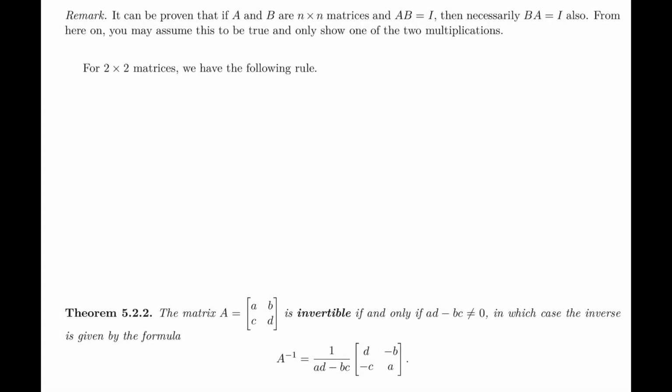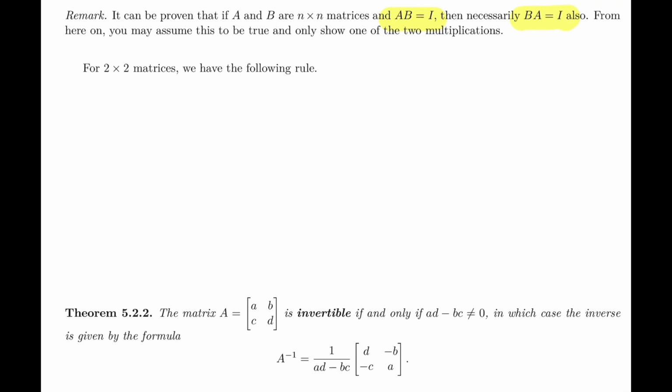So welcome back. We're still in section 5.2 on the inverse matrix. We're going to start with a little remark. If you remember in the previous video, we had finished off with an example where given a matrix A, we were asked to show that a matrix B was the inverse of A. And we did that by showing that AB equals I and BA equals I. In other words, both multiplications.